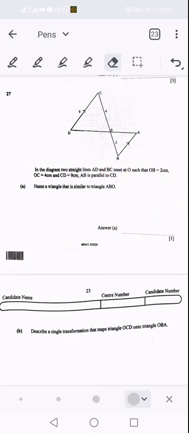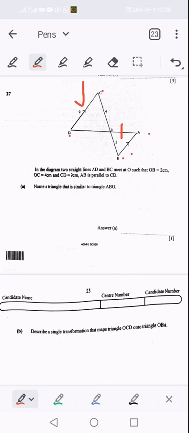So now let me try to answer this question. It says in the diagram, two straight lines AD and BC meet at O such that OB is 2 centimeters, OC is 4 centimeters, and CD equals 9 centimeters. AB is parallel to CD. As you can see, CD is said to be parallel to AB, or BA. That is why they are indicated with these arrows, showing parallel lines. Parallel lines are lines that never meet.